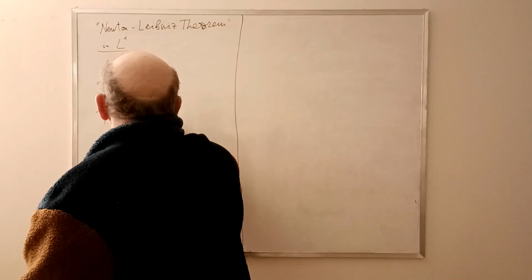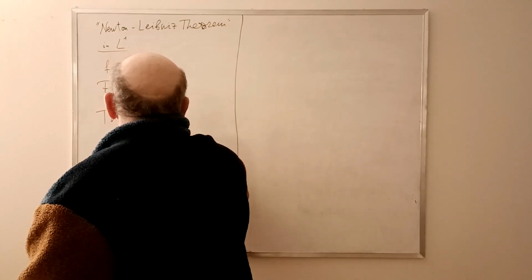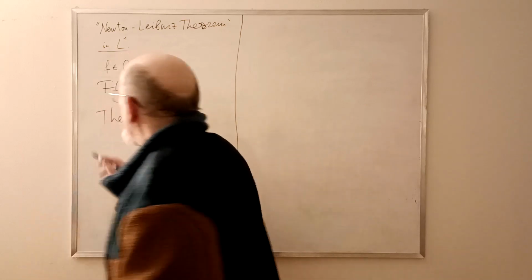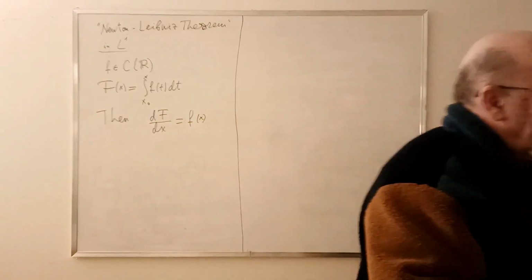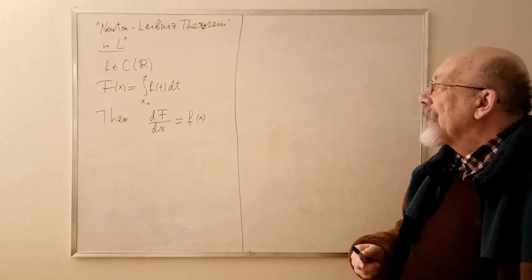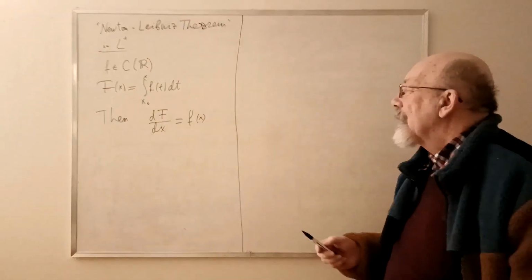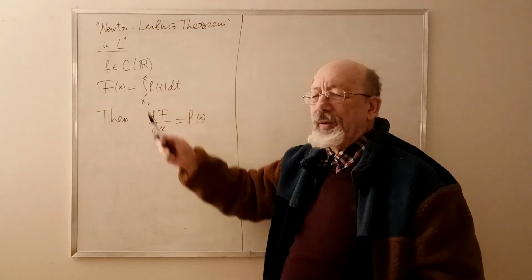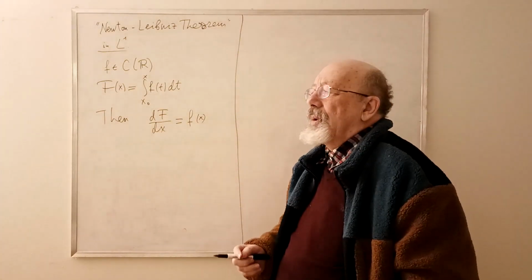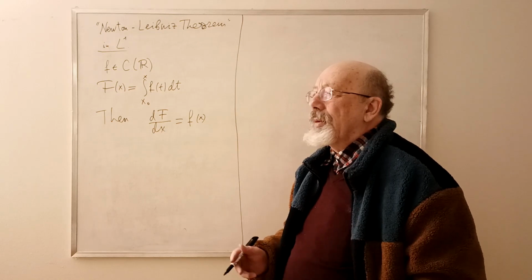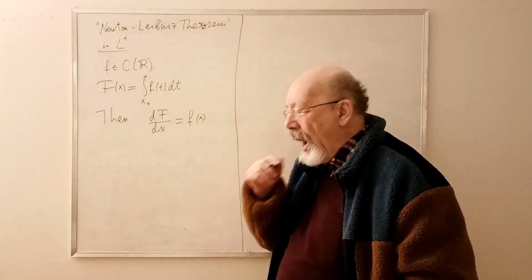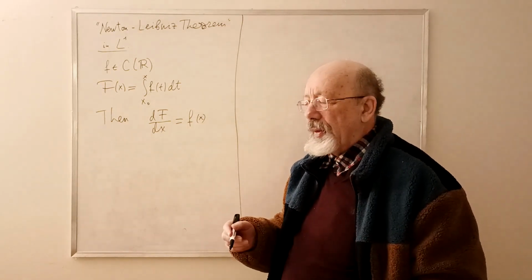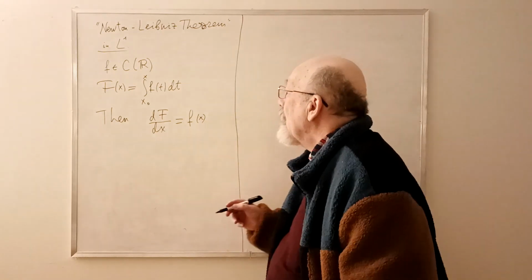Then dF/dx equals f small of x. So the derivative of an integral with variable upper limit, with respect to this upper limit, is equal to the value of the function at this point. So it really shows that differentiation and integration are mutually inverse operations.